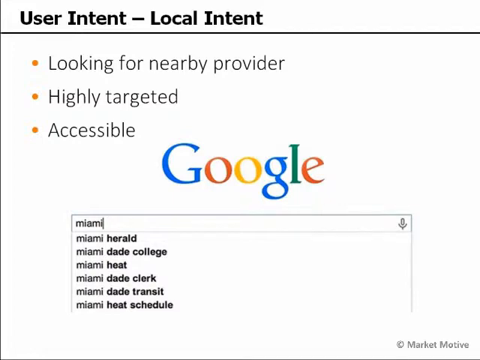Another type of user intent is local intent. It's been said that over 30% of the 100 billion searches a month on Google have local search intent. This is people searching from their phone for something in the local area. It's highly targeted. A lot of times they're looking for a nearby provider. So this type of intent is important to note as well if you're a local business versus a national business.